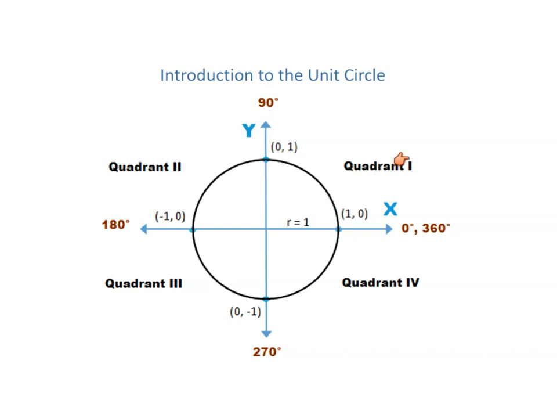You can also see that I can name locations by the quadrants. We have quadrant 1, that's between 0 and 90 degrees. Quadrant 2 is between 90 and 180 degrees. Quadrant 3 is between 180 and 270, and quadrant 4 is between 270 and 360. So we're going to start by taking a closer look at quadrant 1.